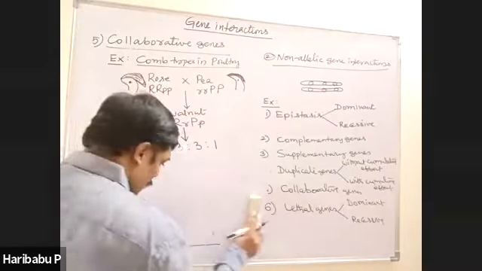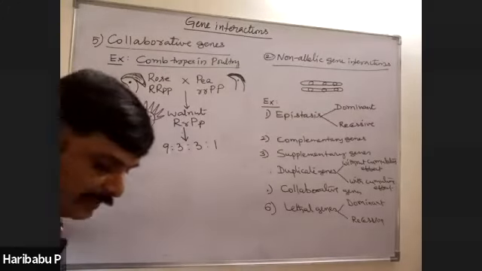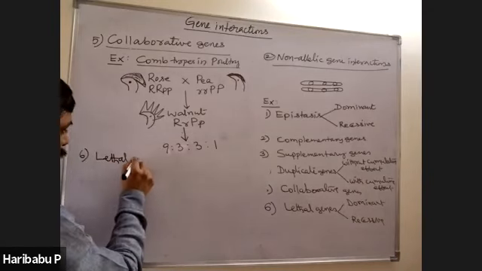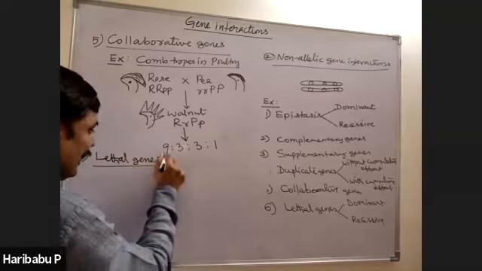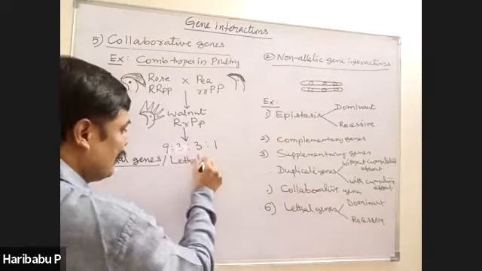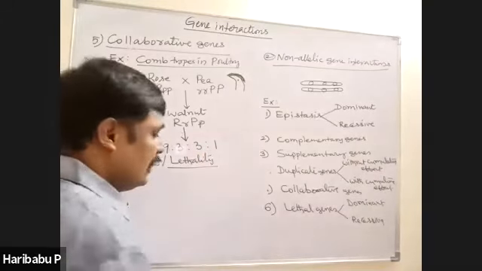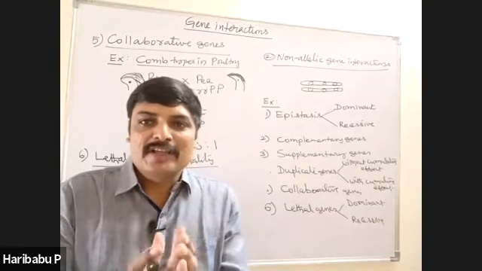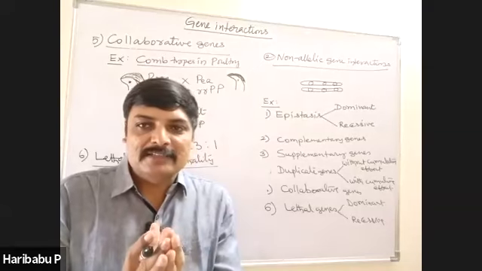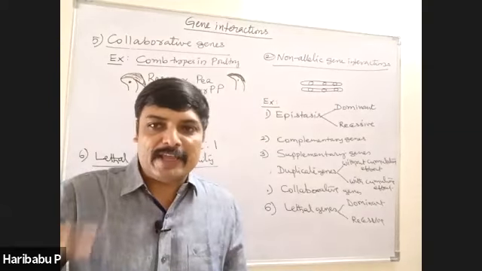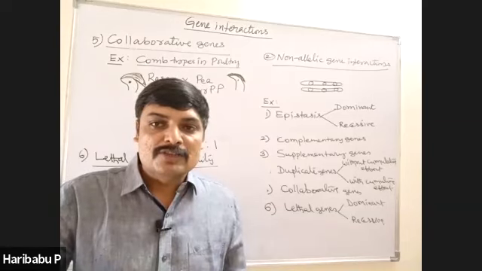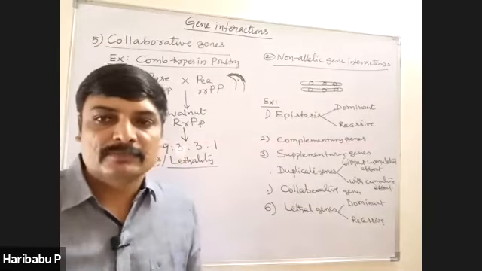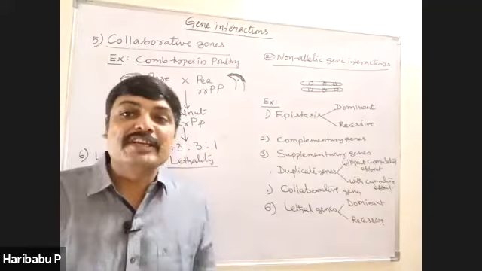Okay. And the last one is lethal genes. Lethality means dangerous. Lethal genes, dangerous genes. The genes which inhibit the development of an organism, or the genes which cause death of the organism, are called lethal genes, and the interaction is called lethal gene interaction.